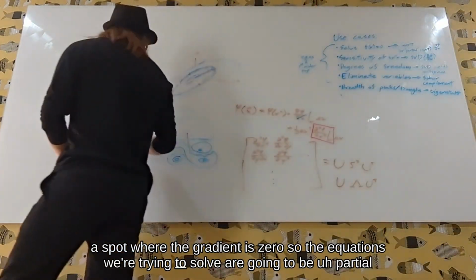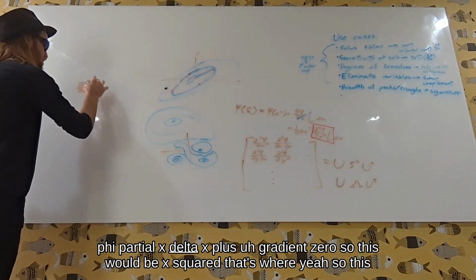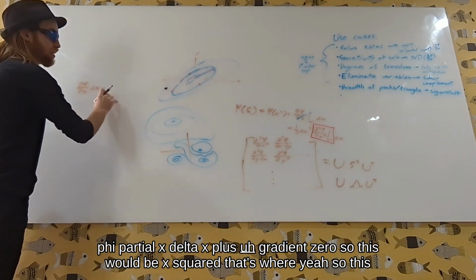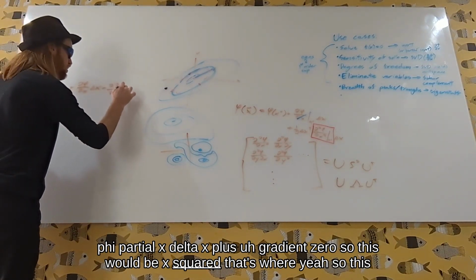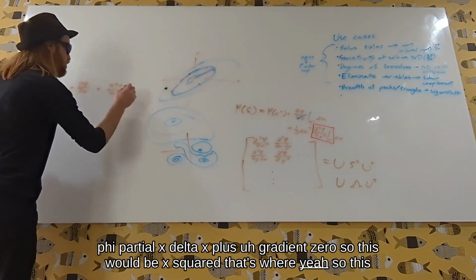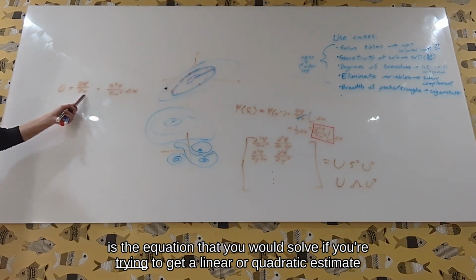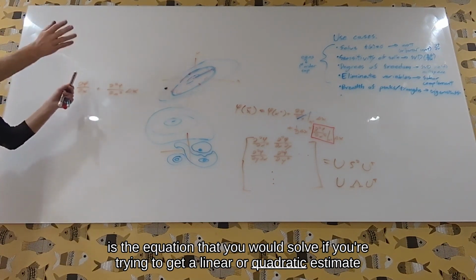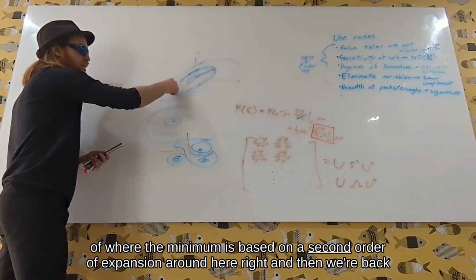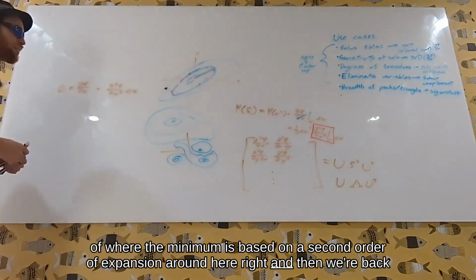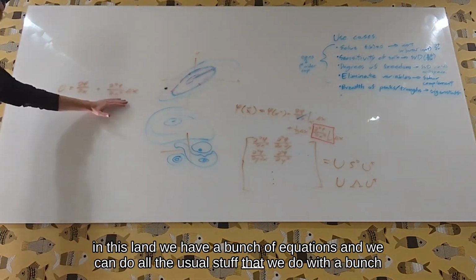So the equation we're trying to solve is going to be partial phi, partial x, delta x plus gradient equals 0. This is the equation that you would solve if you're trying to get a linear or quadratic estimate of where the minimum is based on a second order expansion around here, right? And then we're back in this land. We have a bunch of equations, and we can do all the usual stuff that we do with a bunch of equations.